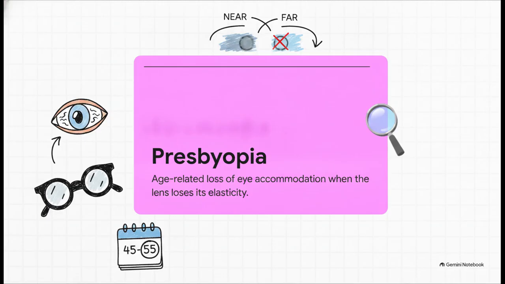It happens when the eye's lens literally loses its elasticity, and you usually see this start between ages 45 and 55. Because the lens just can't easily change shape to accommodate or focus on close-up objects anymore, patients are going to need interventions like bifocal lenses or reading glasses.